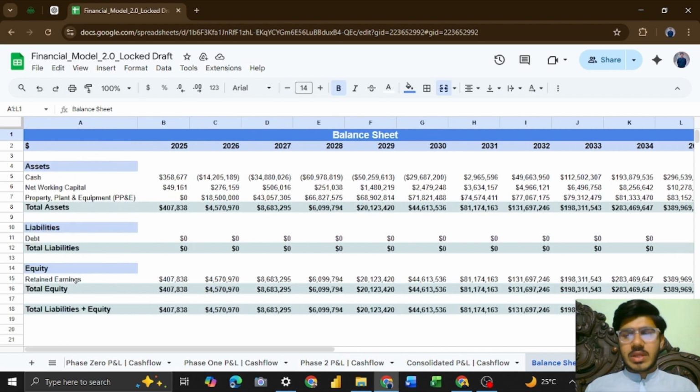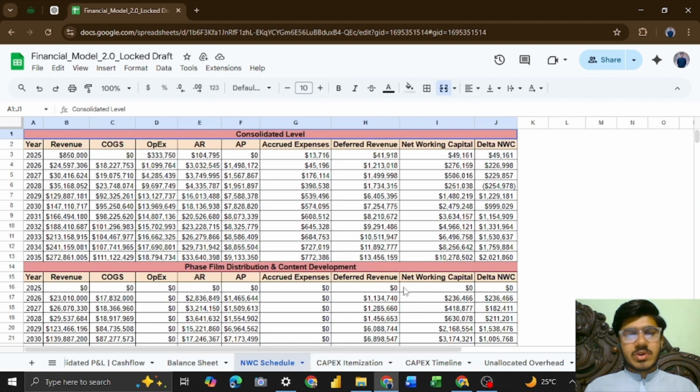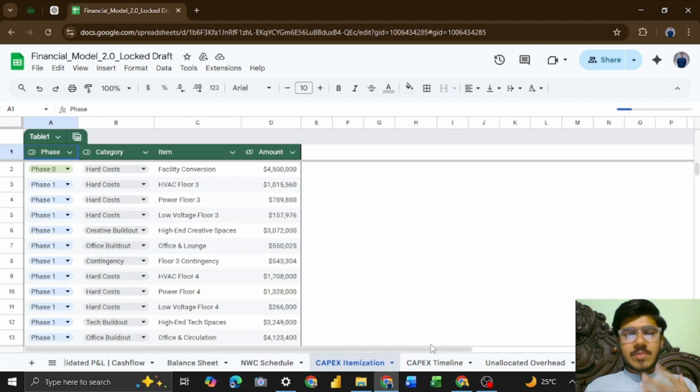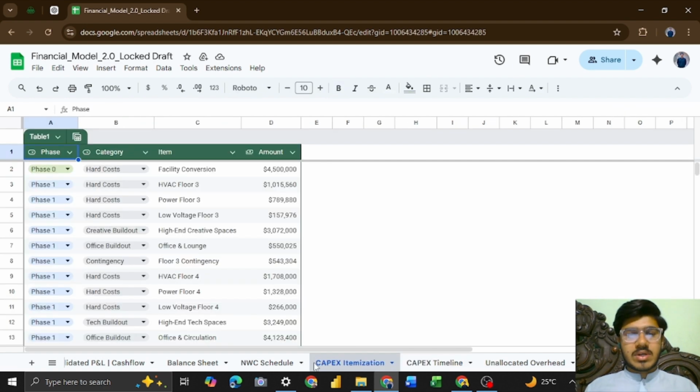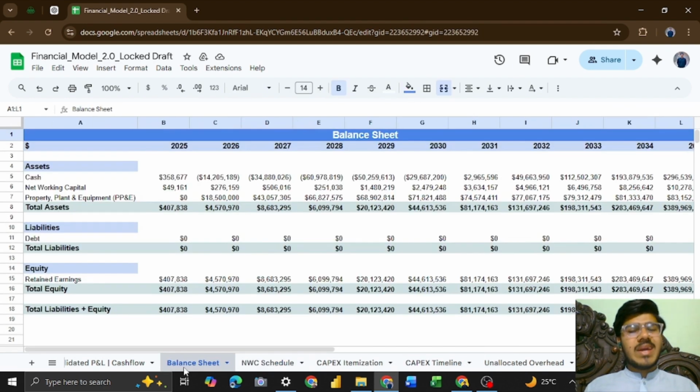Along with that, we have a net working capital schedule, and the capex itemization and capex timeline. So all of this works perfectly. The main goal was not just for the numbers to work, but for the structure to present this financial model in a clean and professional way to investors.